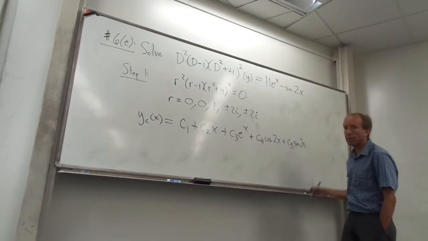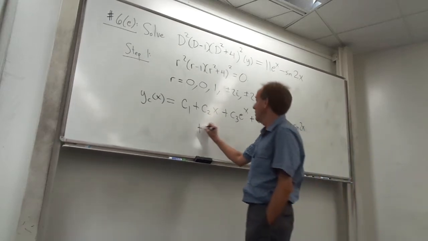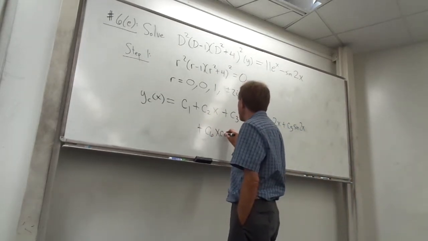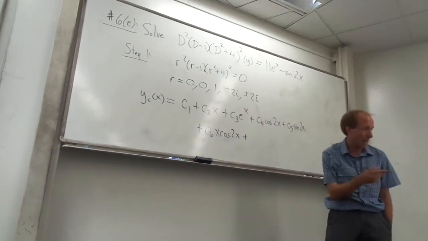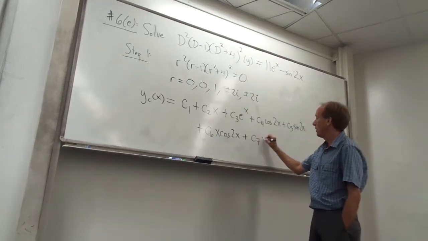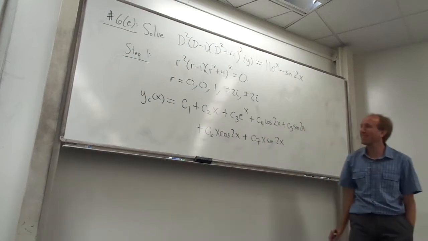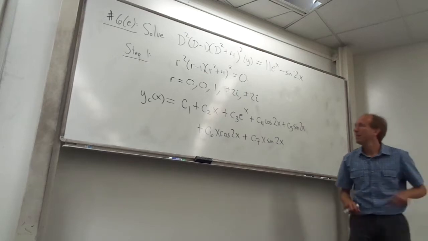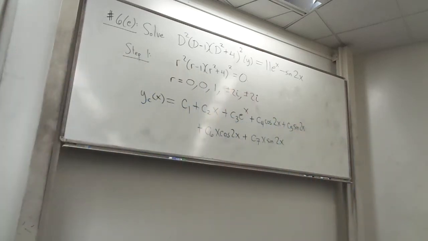Okay, good. Plus C6 x cosine 2x. That's because it's a repeated root now. We put the x in front of it. Okay? C7 x sine 2x. Hey, that's really good. It's perfect. That is the complementary function. Okay, I like it. Okay, so that's step 1.